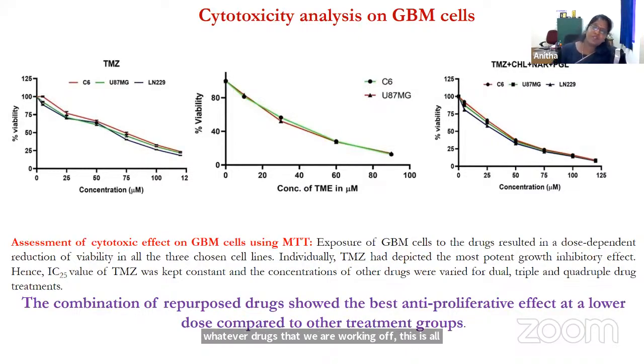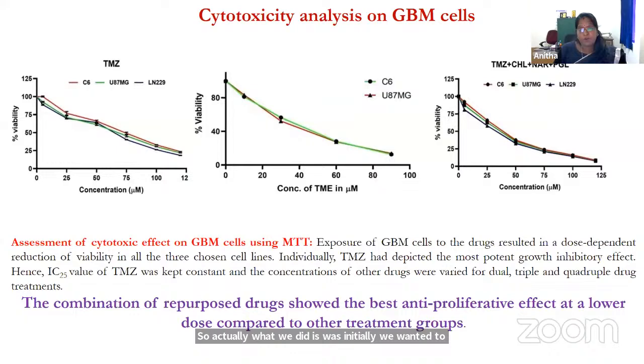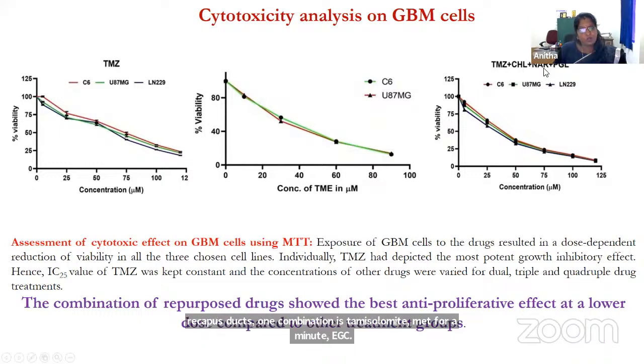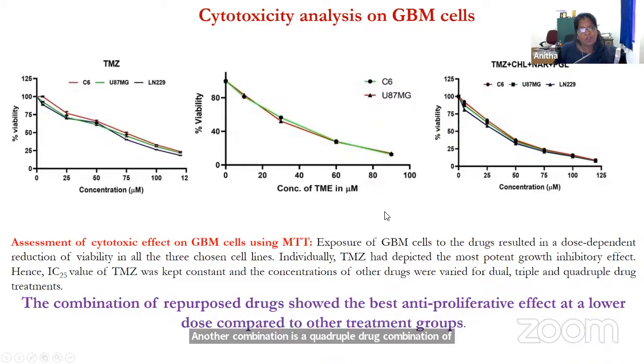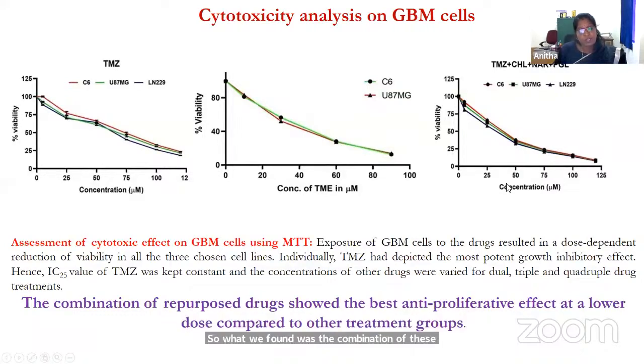So actually what we did is first, we wanted to check how much of these combinations of drugs have a cytotoxic effect. For that, we performed MTT analysis, and we found that the combination of our repurposed drugs, one combination is temozolomide, metformin, and EGCG. Another is a quadruple drug combination of temozolomide, chloroquine, naringenin, and PGL. What we found was the combination of these repurposed drugs showed the best anti-proliferative effect at a lower dose when compared to the standard alone, as well as to the other treatment groups.